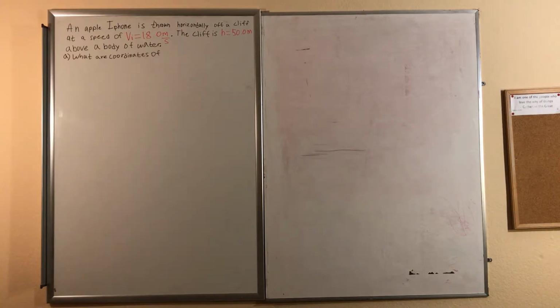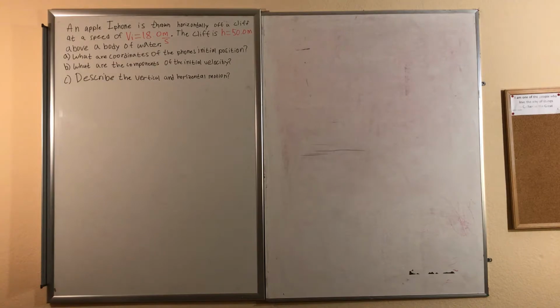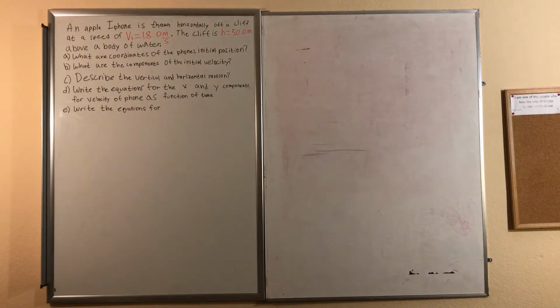A. What are the coordinates of the phone's initial position? B. What are the components of the initial velocity? C. Describe the vertical and horizontal motion. D. Write the equations for the x and y components of the velocity of the phone as a function of time. E. Write the equations for the position of the phone as a function of time.